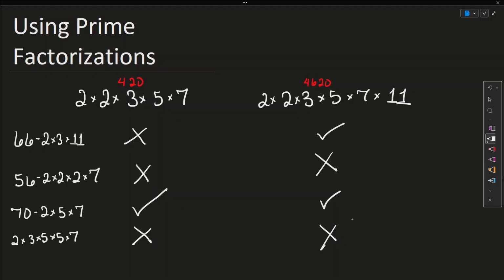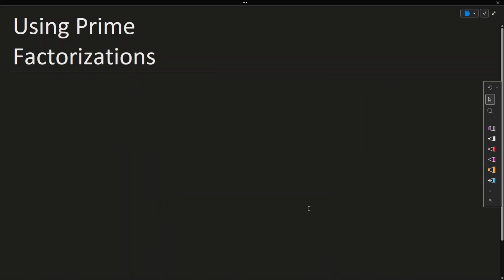This is such an efficient way to reason about divisibility. We do not have to divide every time. We can compare prime factorizations. Now, let's connect prime factorizations to factor pairs.